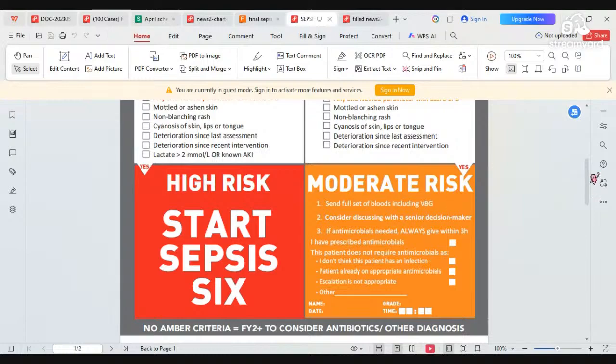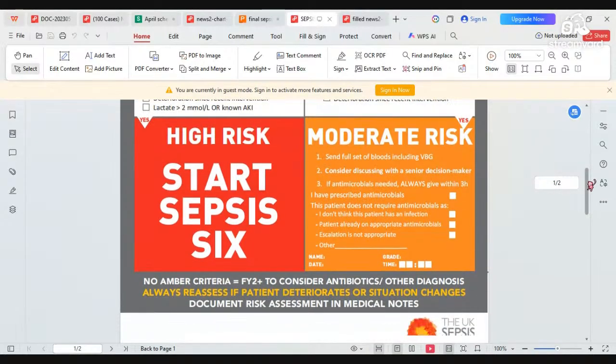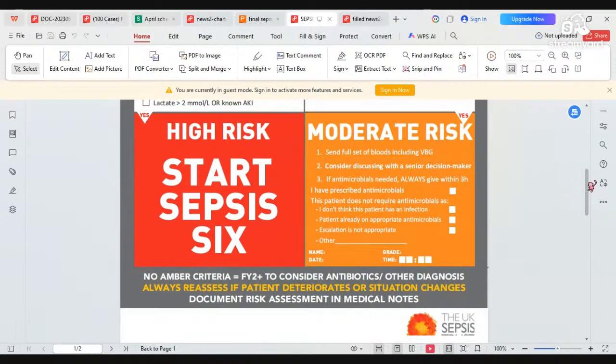So that's why this patient is in this red category. You start it immediately, and you need to ensure that you give antibiotics within 1 hour of getting your new score.